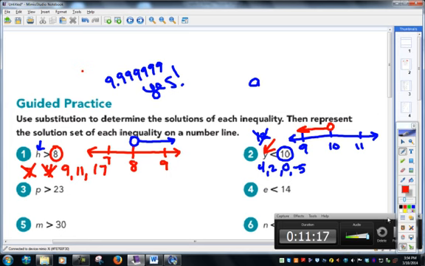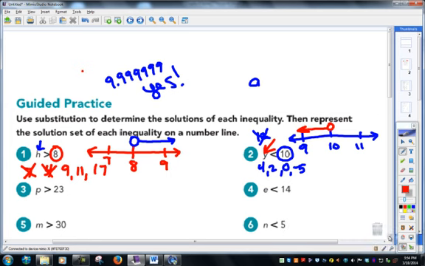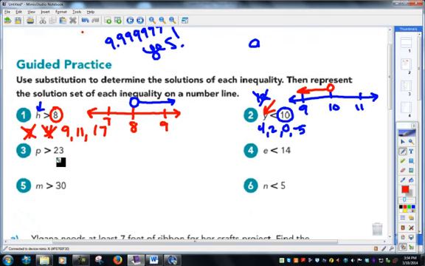I would like you guys to please pause and go ahead and do 3 and 4. You don't have to do 5 and 6. Don't worry about those. Just do 3 and 4.